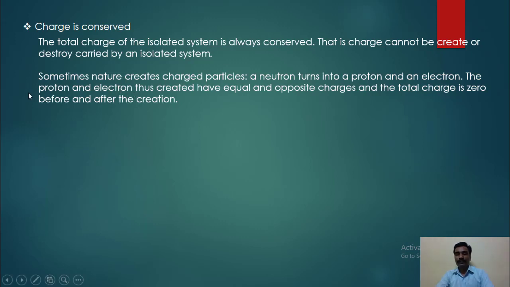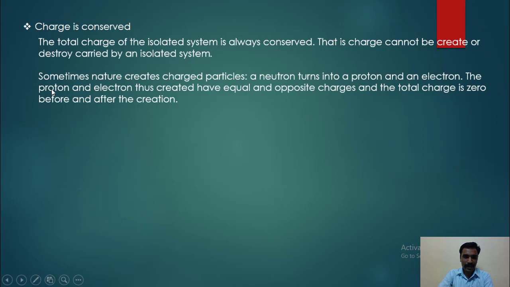Now let's see. These are produced in a nuclear reaction by dividing a neutron into a proton and an electron. This system has a single particle which is divided into two particles. The neutron does not have any charge, so the charge on that system in that nucleus is zero. After converting the neutron into a proton and an electron, the charge of the system is again zero. Let's see how.